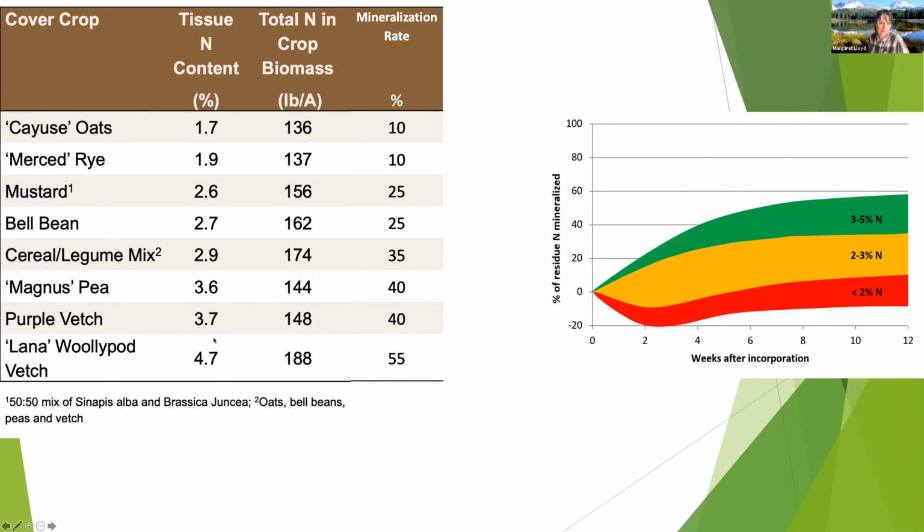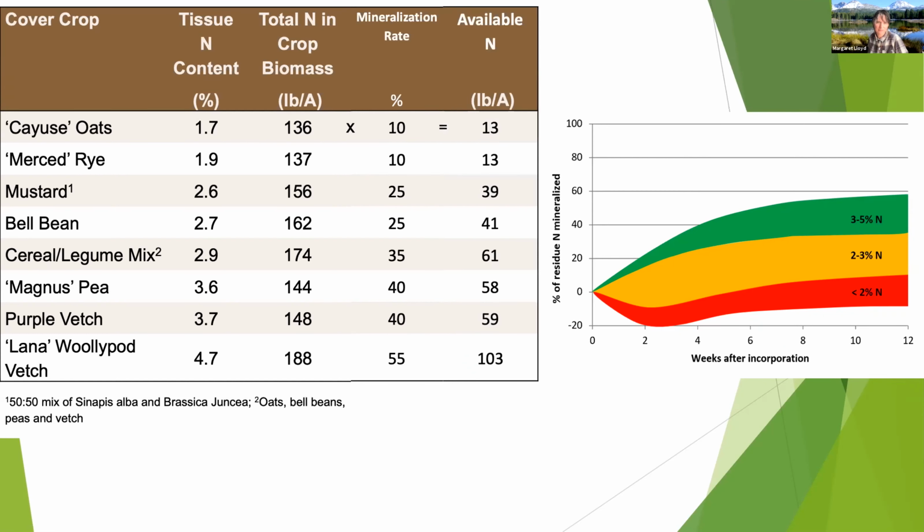And then let's do this last one at 4.7% tissue N content. That's going to be up here somewhere. Draw this line over, and I put in it had a 55% mineralization rate. So then to estimate what amount of plant available nitrogen of all the total nitrogen in that cover crop, you'll multiply the biomass times the mineralization rate to get available N.